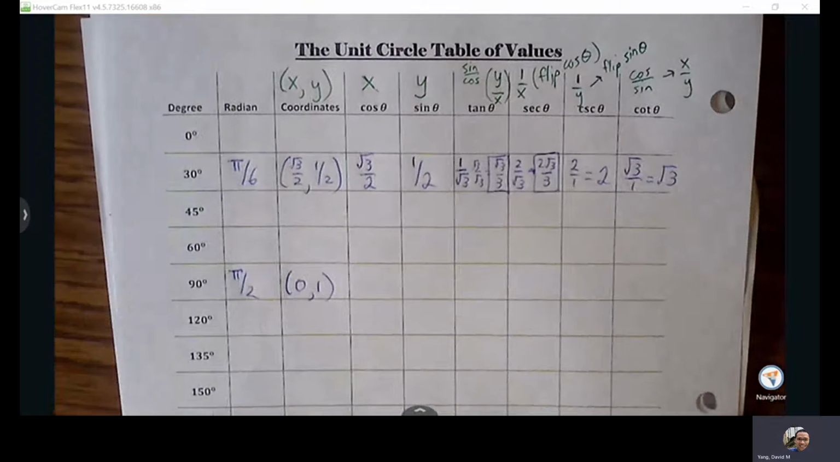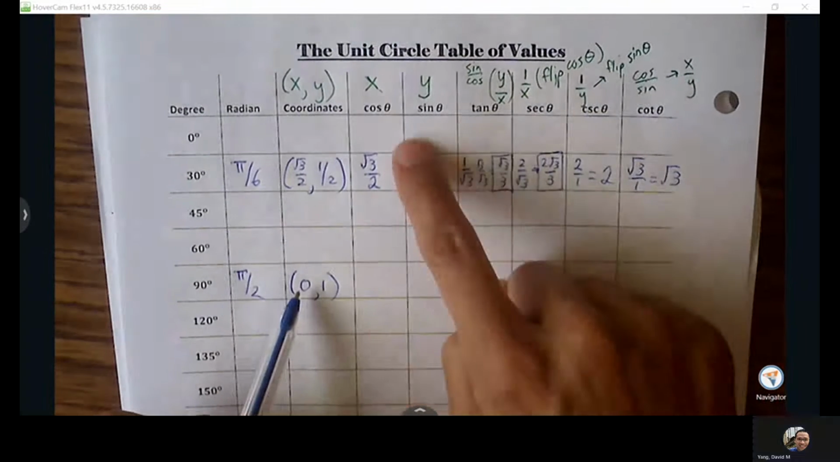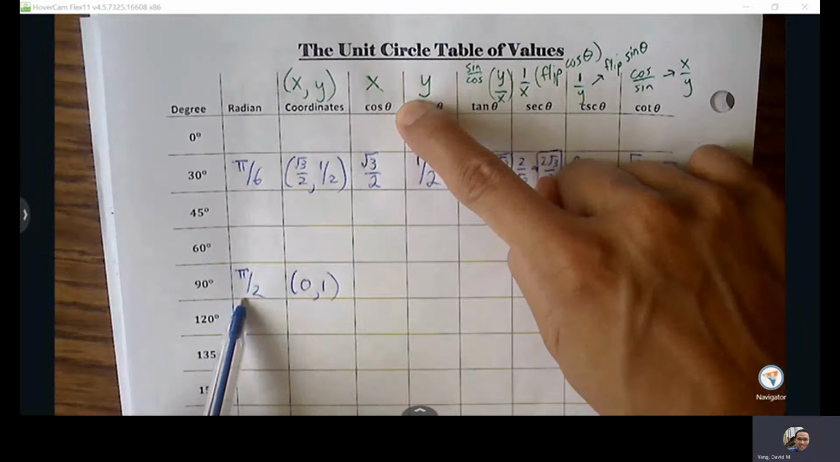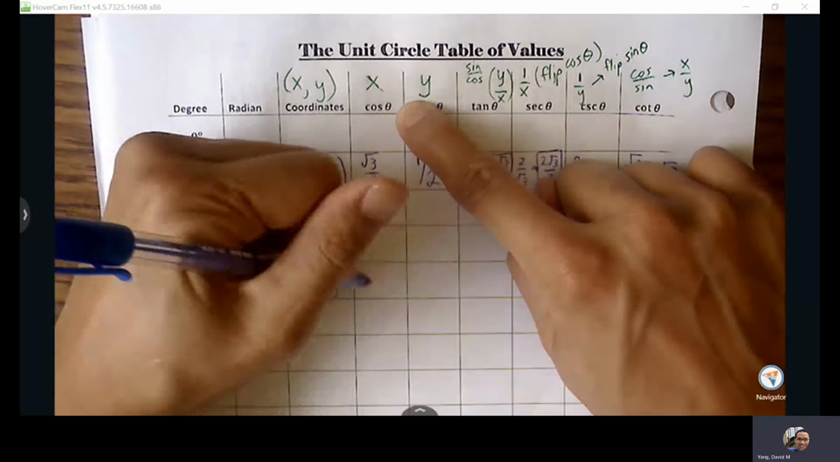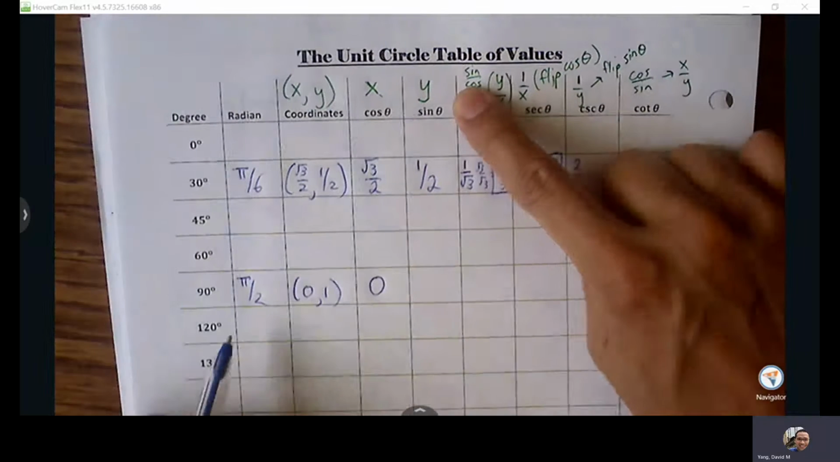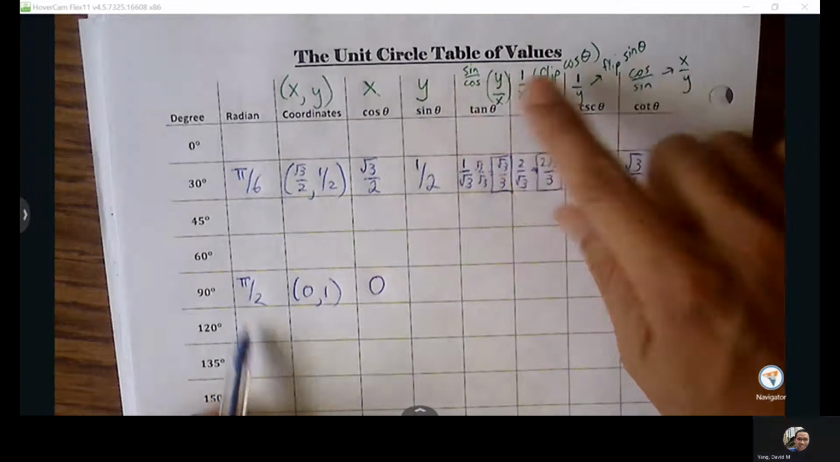Okay, so let's go through this here. Cosine of pi over 2 is going to be what? 0. We just pick out whatever value you see. Sine of pi over 2? 1.